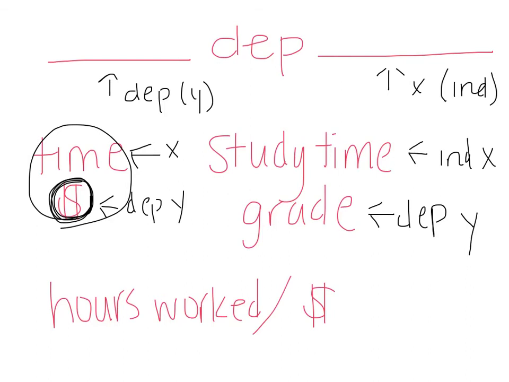What about hours worked and money made? It's kind of just like the one up here. The time that you spent working and the money that you make. The money depends, so this would be your Y, on the hours that you work, which would be your X.